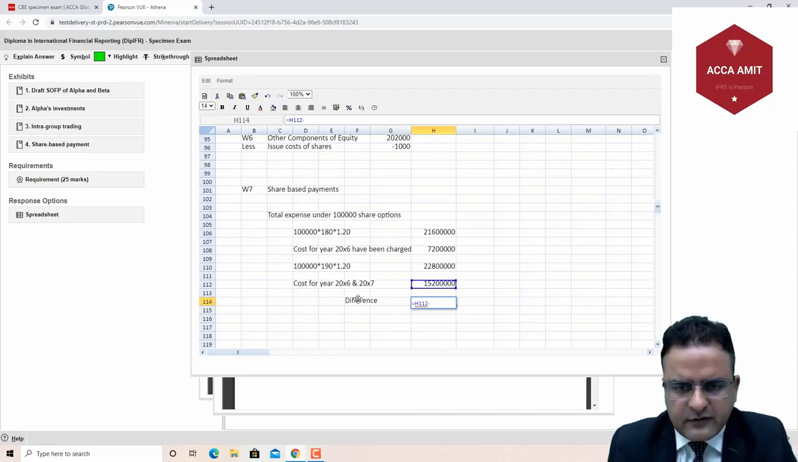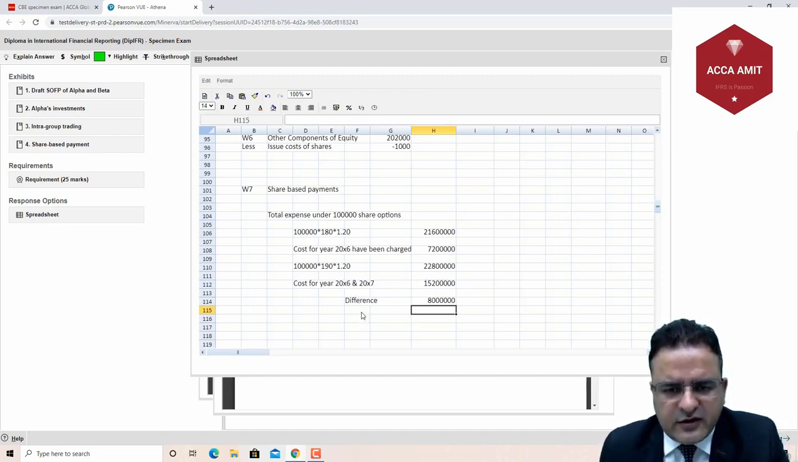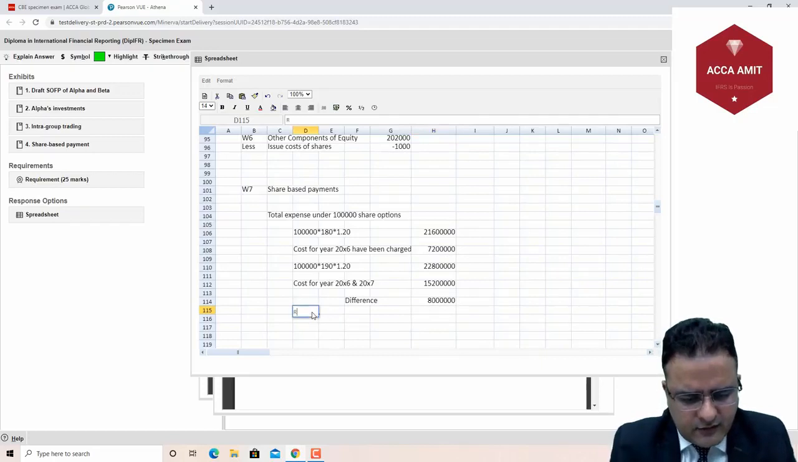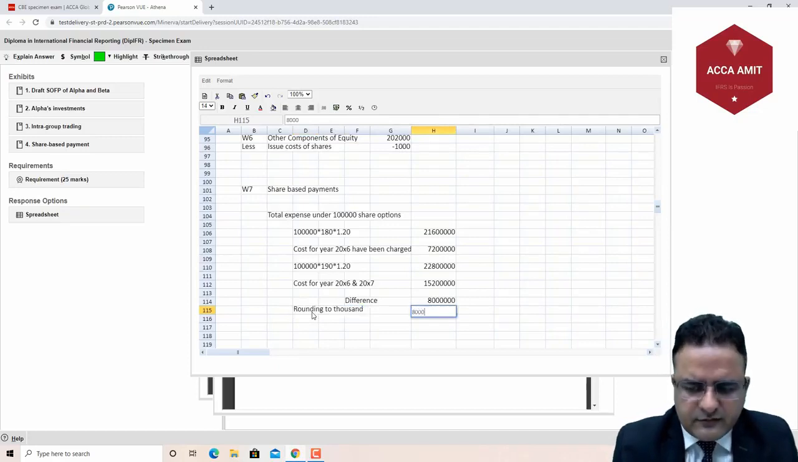152 minus, this difference we need to charge for this year, rounding to 1000, this becomes 8,000.